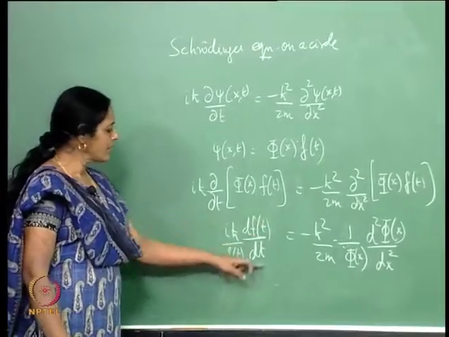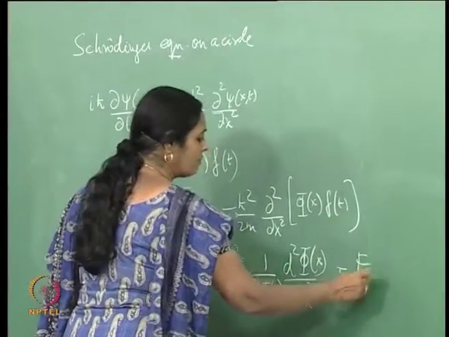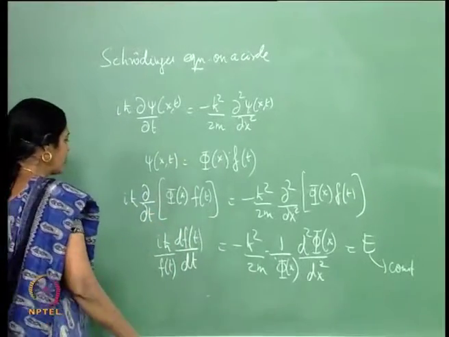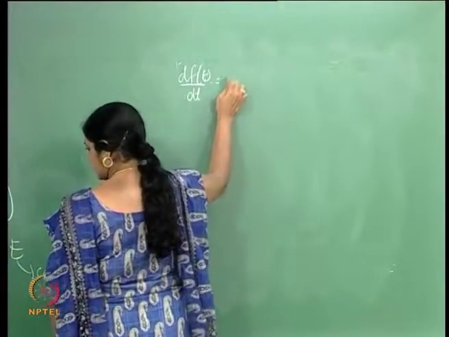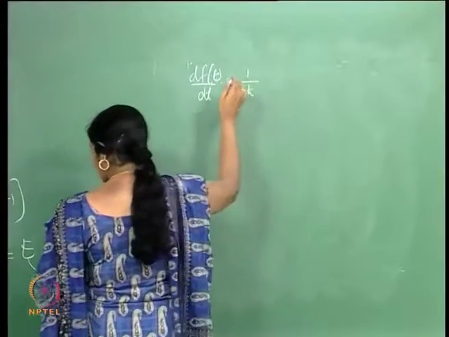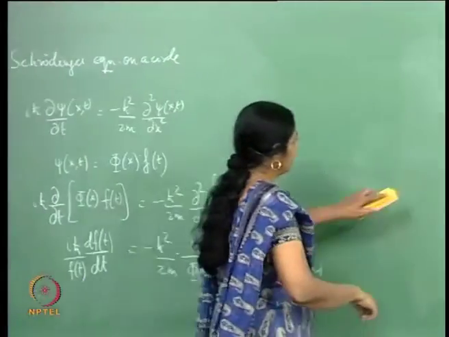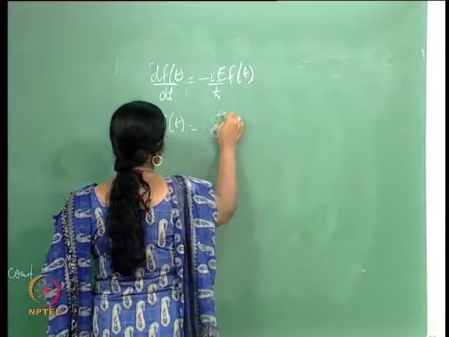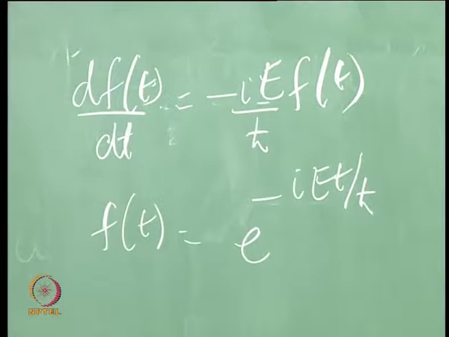and this will give me a 1 by phi of x. And we said that since this object is only a function of t and that is only a function of x, each of this should be equal to some constant E. That gave me the equation for df of t by dt, one by iħ E f of t, and the solution of course was e to the minus iEt by ħ. But that is as far as f of t is concerned.